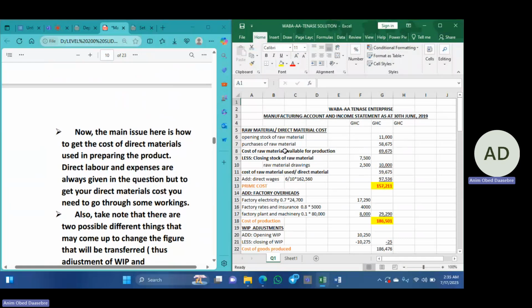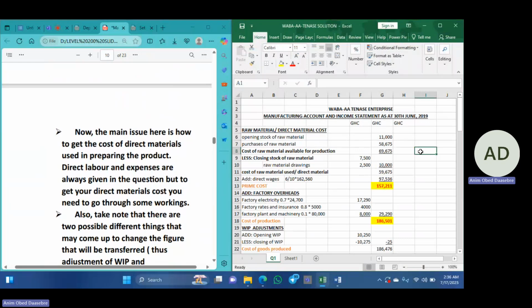And then one item that you also have to consider is carriage inwards. So carriage inwards of raw materials, you also add it because it is a cost. It is part of the purchases. It's considered as a component on the purchase. So we need these three items to adjust on the purchases of raw material.